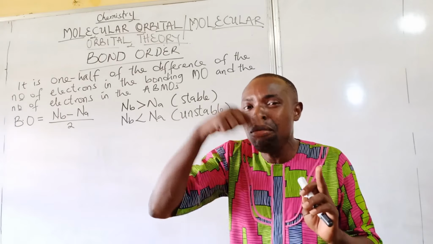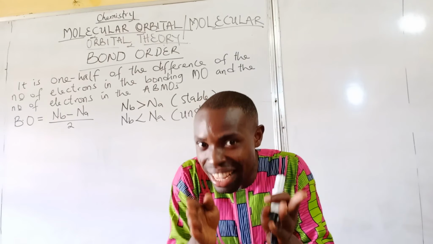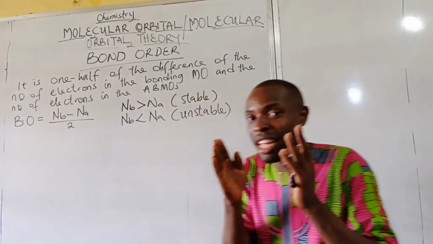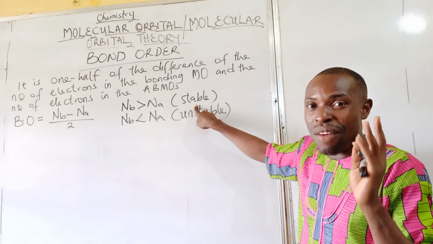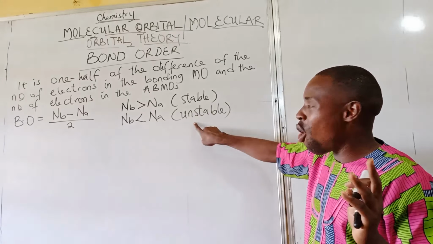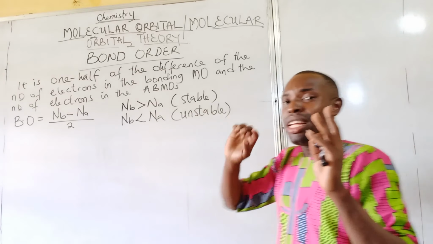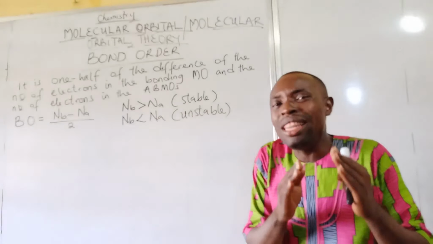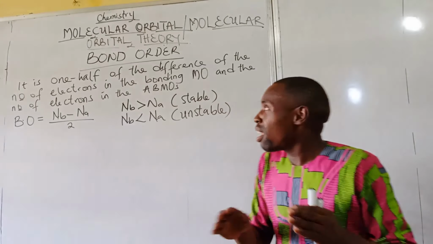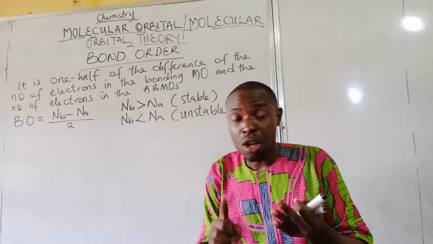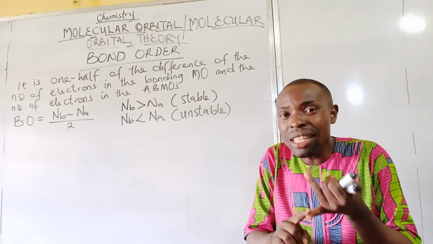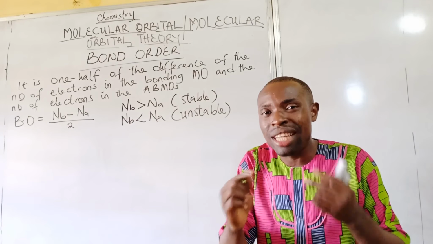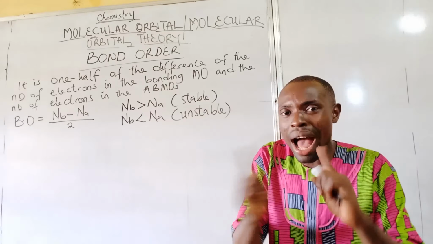Now, take note. When the number of electrons in the bonding molecular orbital is greater than the number of electrons in the anti-bonding molecular orbital, then that particular species is stable. If the reverse is the case, then it will be unstable. Now, there is so much we should learn about bond order. First of all, bond order tells us the number of bonds that should exist between two atomic orbitals.